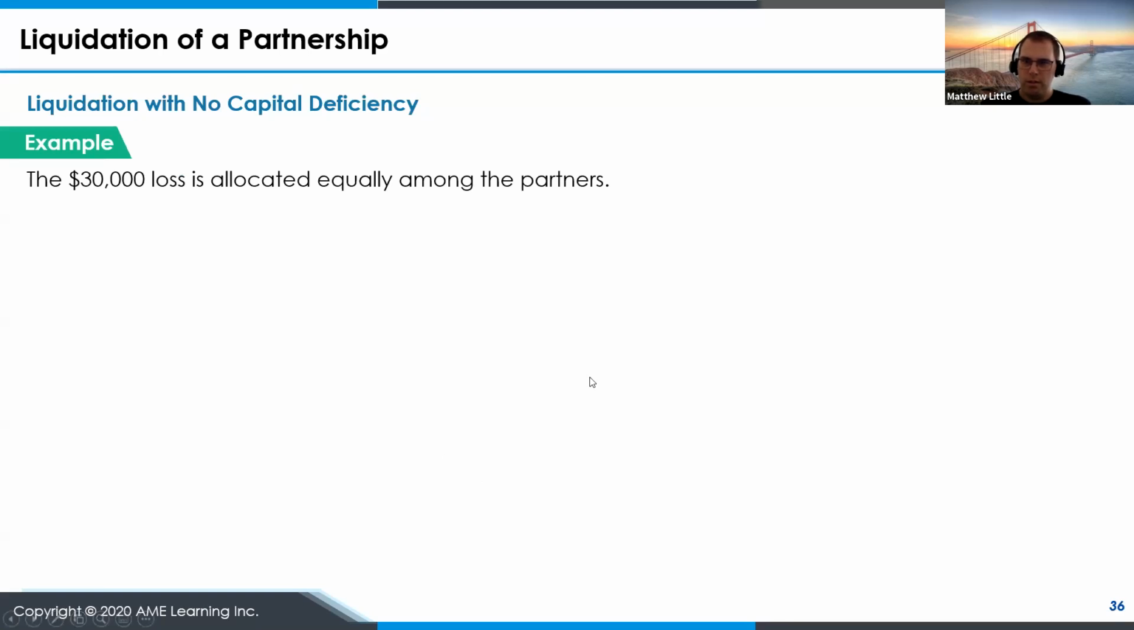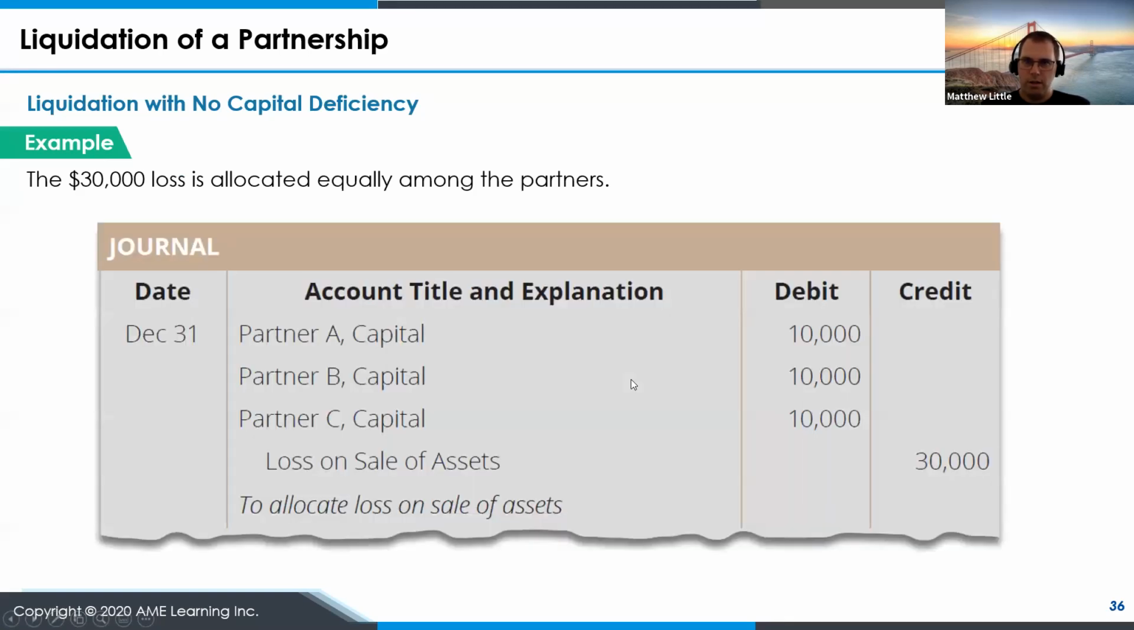So now we need to allocate the $30,000 loss equally among the partners. That's what the agreement says. So we will debit each of partner A, B, C capital accounts for $10,000 each, and we'll credit the loss on sale of assets for $30,000. So that moves that loss on the sale of land into their capital accounts because we're liquidating.